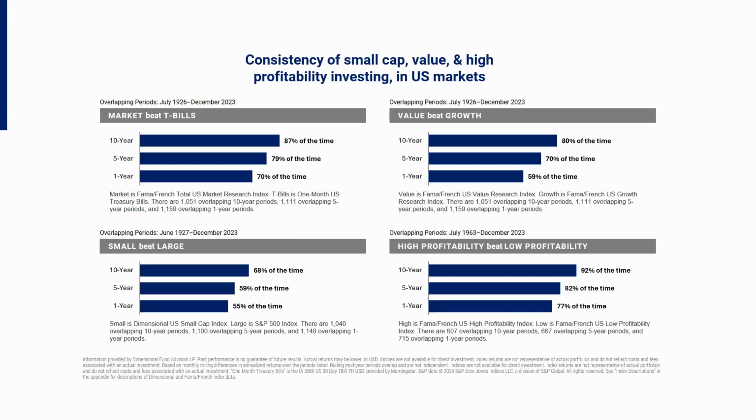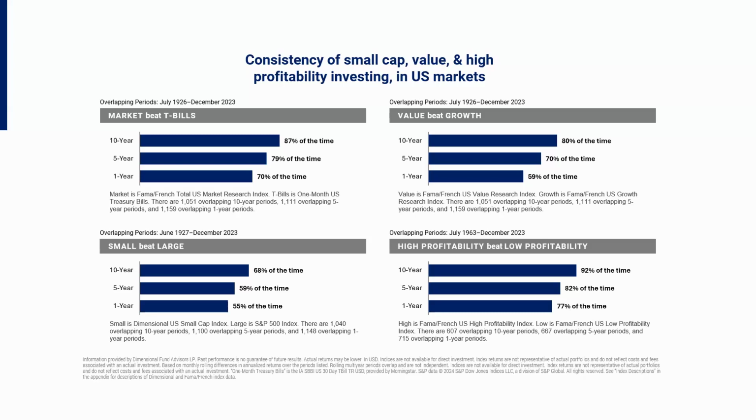If you look since 1926 at stocks versus T-bills, or effectively cash, over 10-year periods, the market outperforms T-bills 87% of the time. Now, what can you do to dial that up even more? Well, if you divide the market into value versus growth, components we were talking about earlier, value beats growth 80% of the time over 10-year periods, or has historically. Small versus large is a little bit lower, but small stocks have outperformed large stocks 68% of the time.